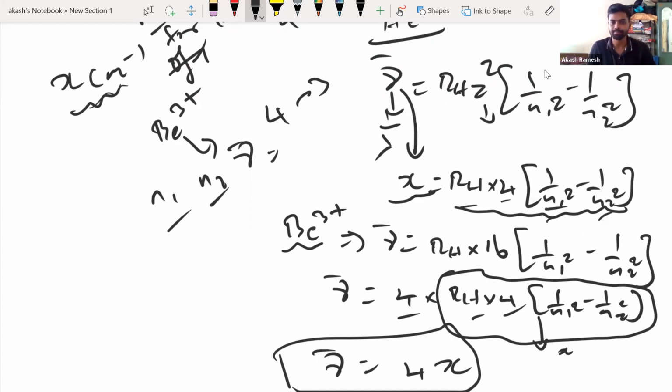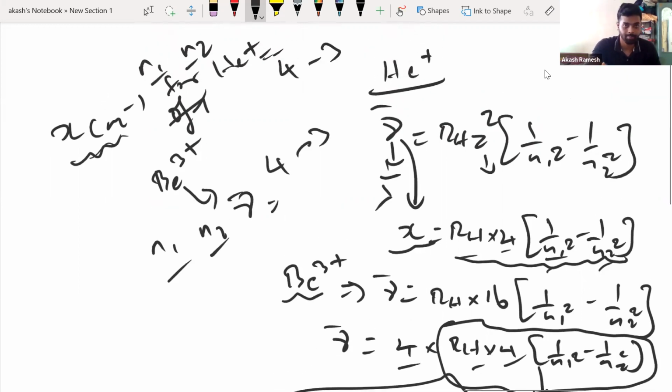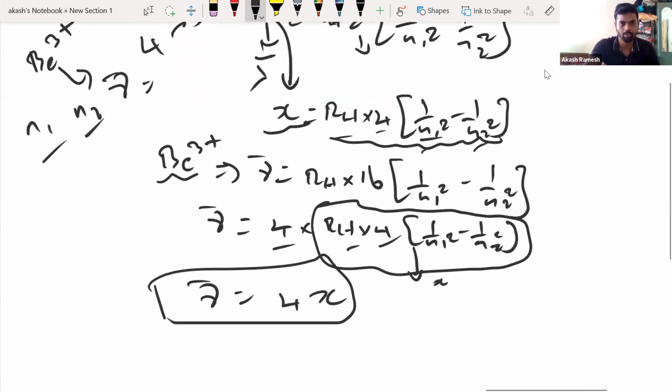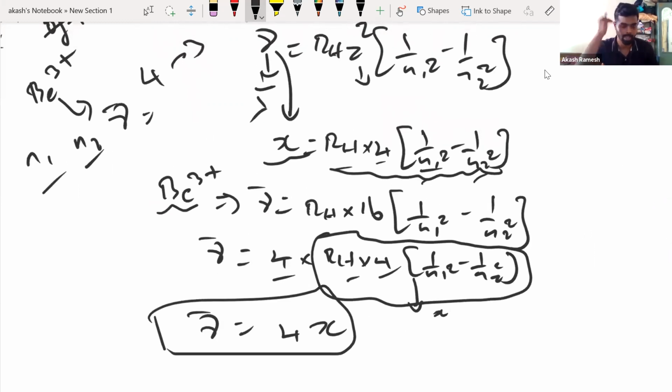Very, very simple problem. Nothing, just using the formula twice and calculating smartly. I hope everybody understood. Next problem: maybe you just take this down, I'll give you a minute, and then we'll go for the next problem.